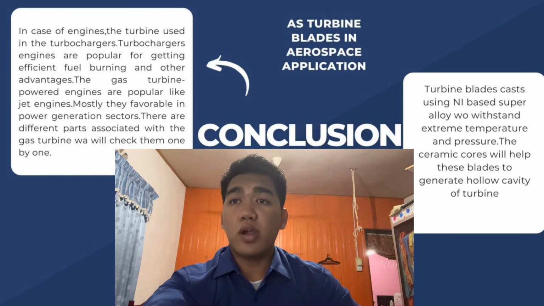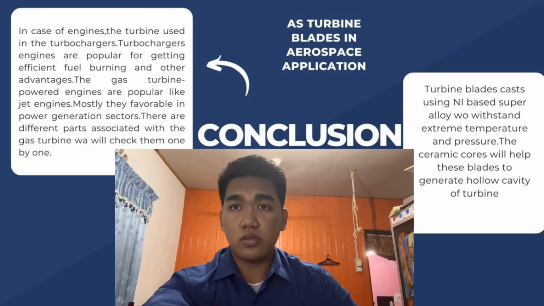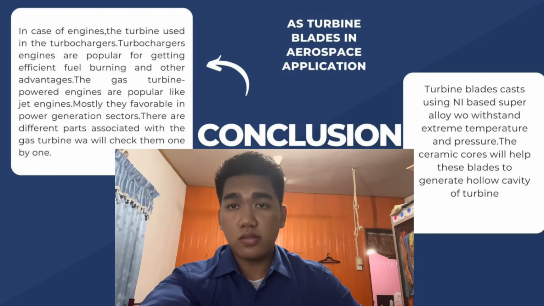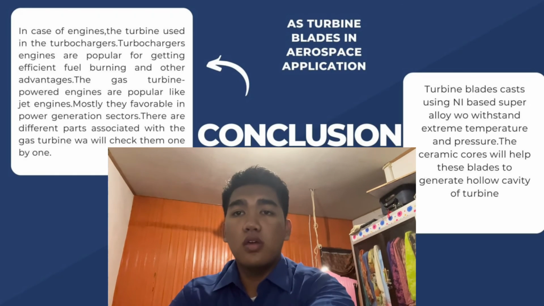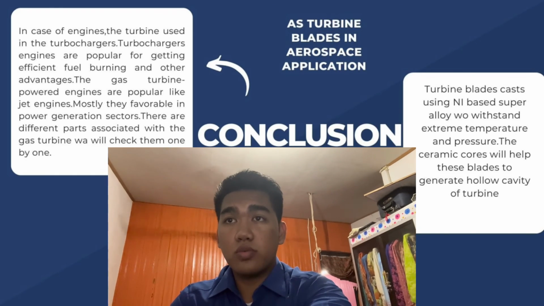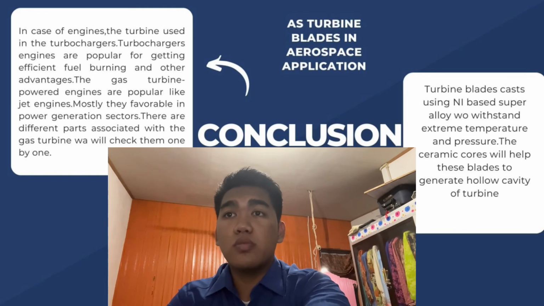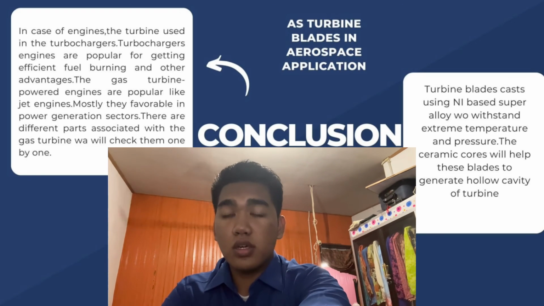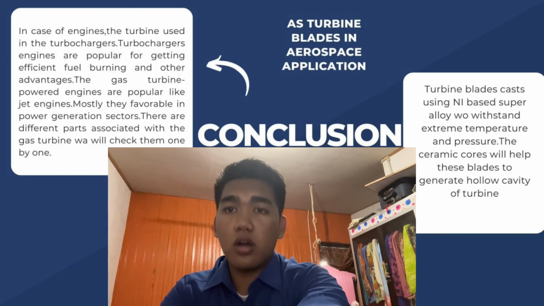There are different parts associated with the gas turbine. We will check them one by one. Turbine blades cast using an iron-based superalloy withstand extreme temperature and pressure. The ceramic cores help this blade to generate the hollow cavity of the turbine.